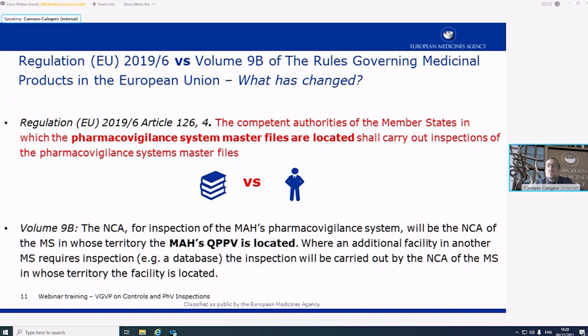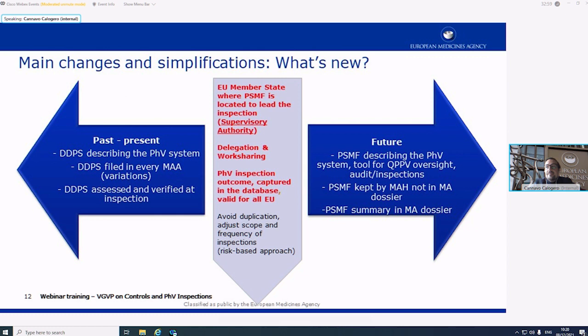have a new definition. If you go to the next slide, we can see we have a new role: the supervisory authority, that is the member state where the PSMF is located, which leads the inspection. With this new role, all the member states that have the PSMF are the supervisory authority for that marketing authorization holder. Another important thing is delegation and work sharing, because the regulation gives the possibility to delegate tasks and share work. Also important is the possibility that the inspection outcome is captured in the database.